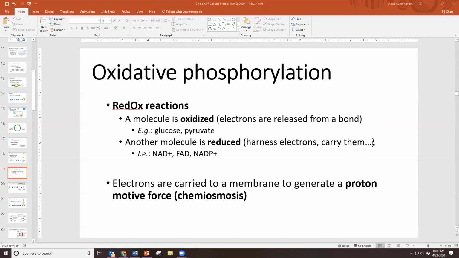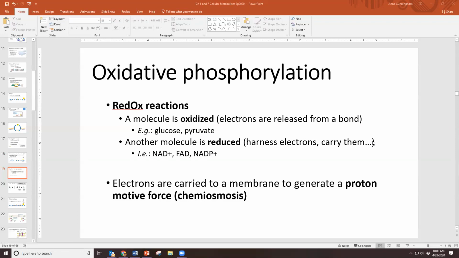This is really important because of oxidative phosphorylation. We've talked about substrate level phosphorylation, and in that case, something is oxidized, an electron is released from a bond, but then that electron is used directly to create ATP. So it's not a redox reaction. Well, technically something is oxidized, but that electron directly contributes to the formation of ATP. In oxidative phosphorylation, we have a bond broken and electrons released, but certain molecules grab those electrons. These are called electron carriers, and these include things like NAD, FAD, and NADPH. And they carry these electrons.